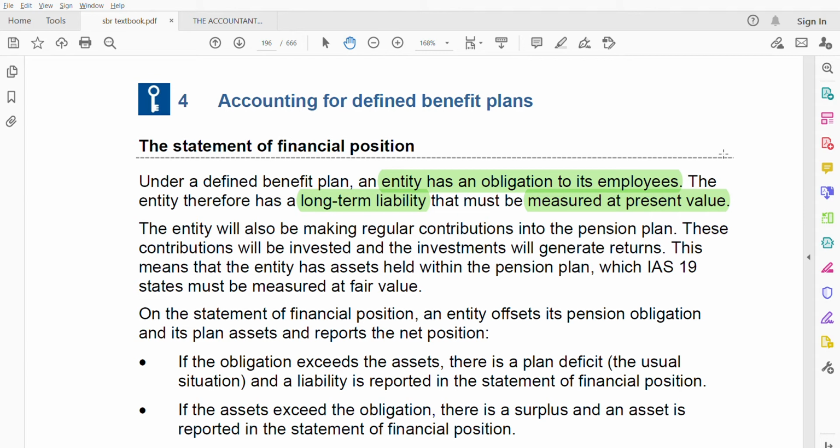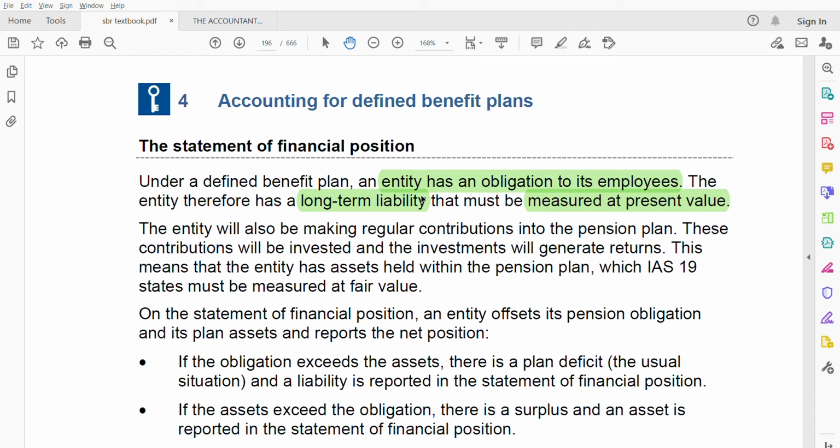So from today it will be a long-term liability, because when you are measuring now, it's like a long-term liability for you. You will be realizing that pension later in the future, but you started calculating from today, then it's a long-term liability because that will be paid in the future. So it is measured at present value.